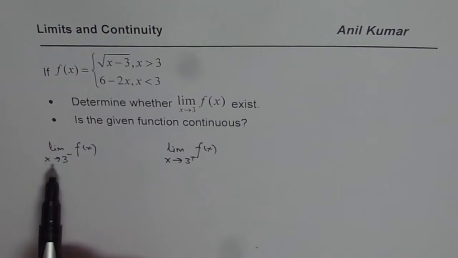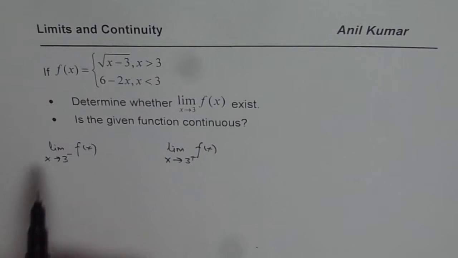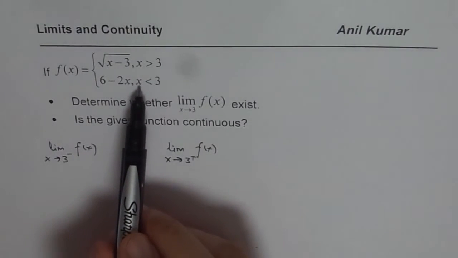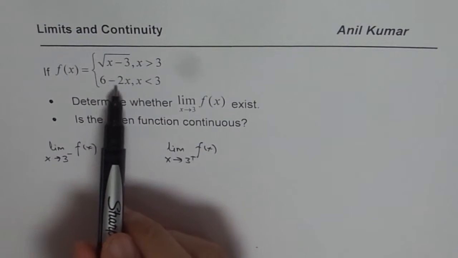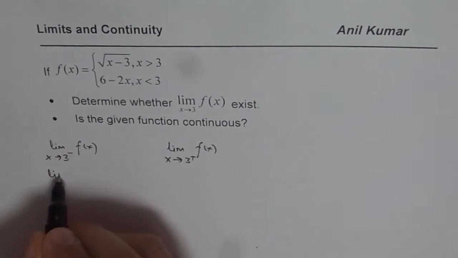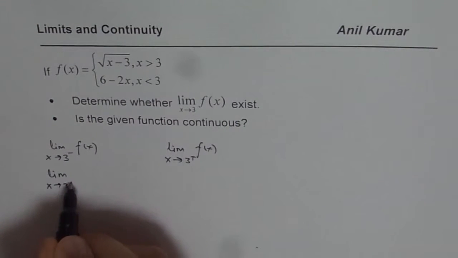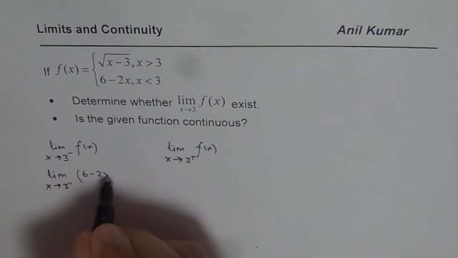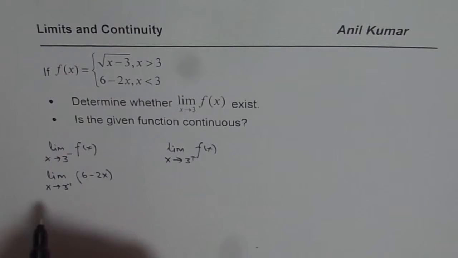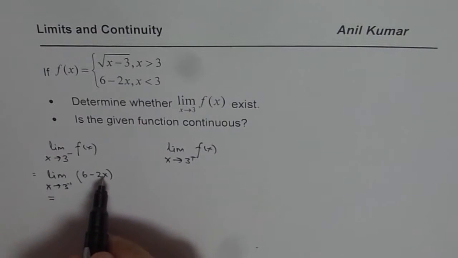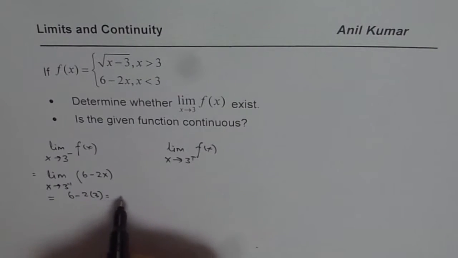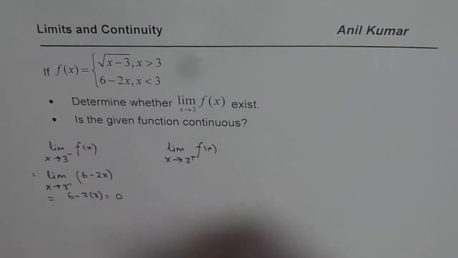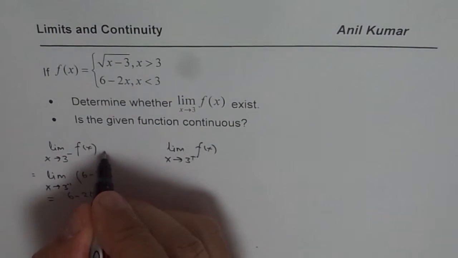If both these limits are different or one of them doesn't exist, then we know that the limit does not exist. So when we say the limit of this function when x is approaching from the left side, that means x is less than 3. So we'll follow this 6 minus 2x. We write limit as x approaches 3 minus of 6 minus 2x. Substituting 3, we get 6 minus 2 times 3, and that is 0. So the left side limit is equal to 0.